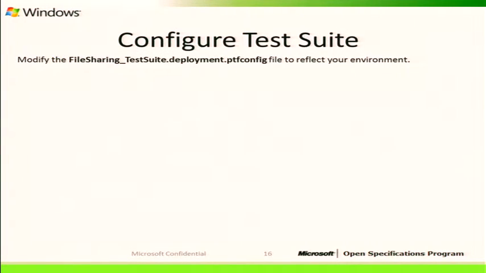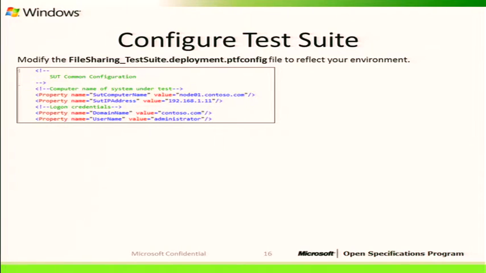So in this case, we will later have a demo to run the test suite against Windows, and that Windows is our SUT. In the interoperability scenario, we can replace the Windows SUT with a partner's implementation. That means we can easily configure our test suite to run against the partner implementation. Yeah, to change the configuration file to reflect the environment you want to test, we could modify this deployment PTF configure.